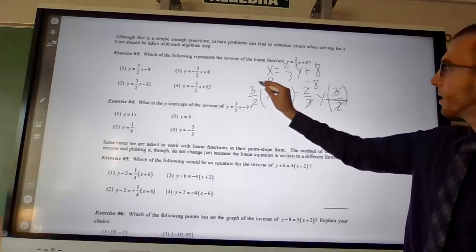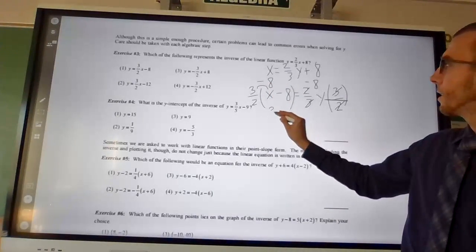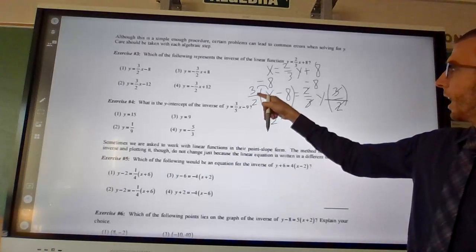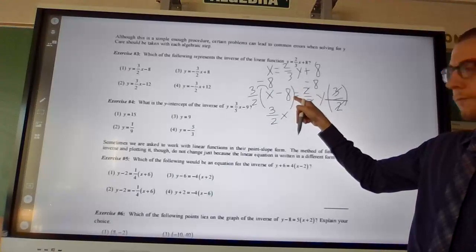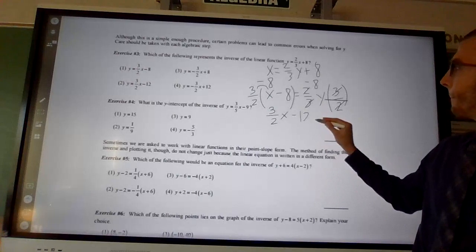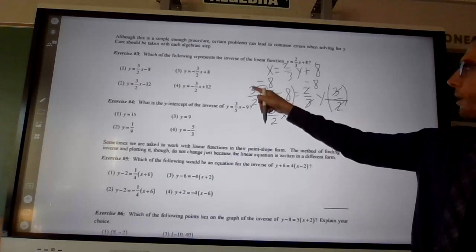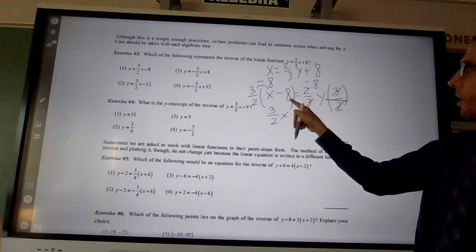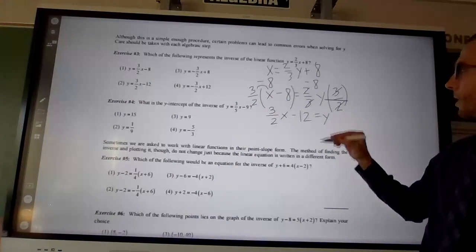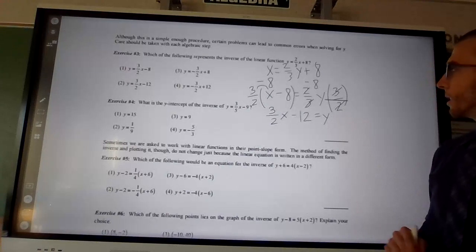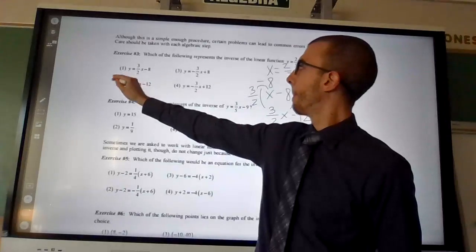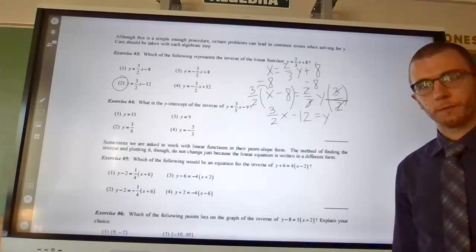So 3/2 times x is 3/2 x. And then 3/2 times -8 will be minus 12. 3 times -8 is -24, divided by 2 is -12. And that equals y. So y equals 3/2 x minus 12. That is choice 2.